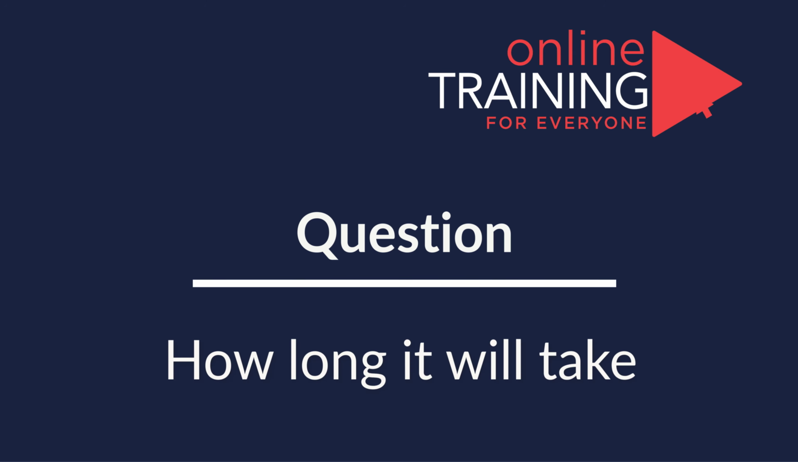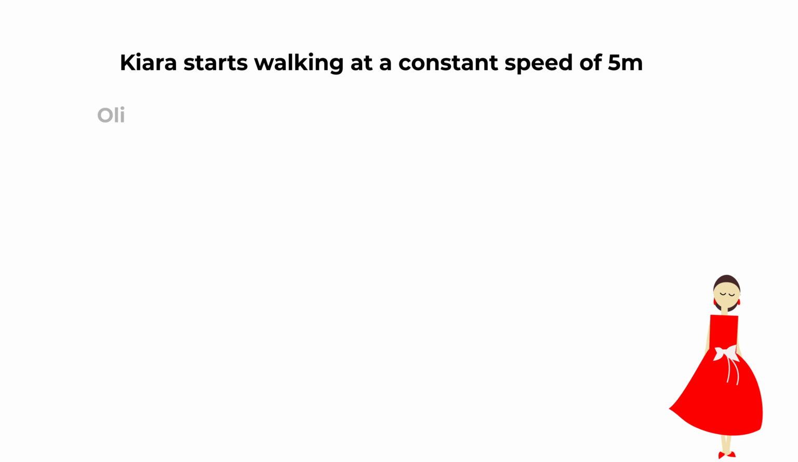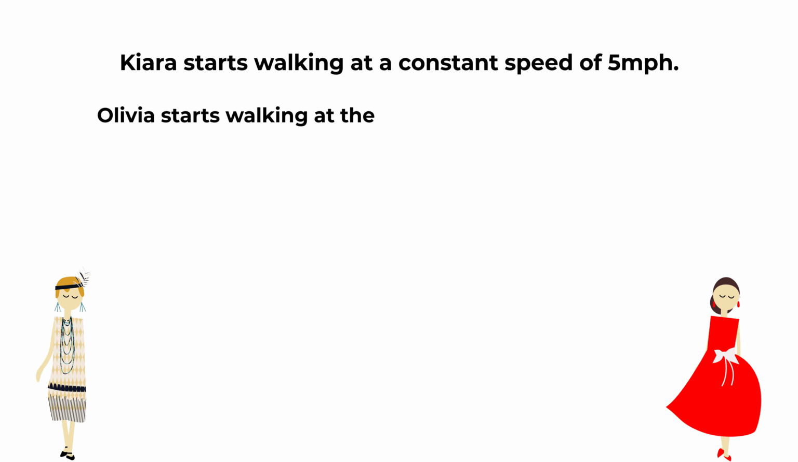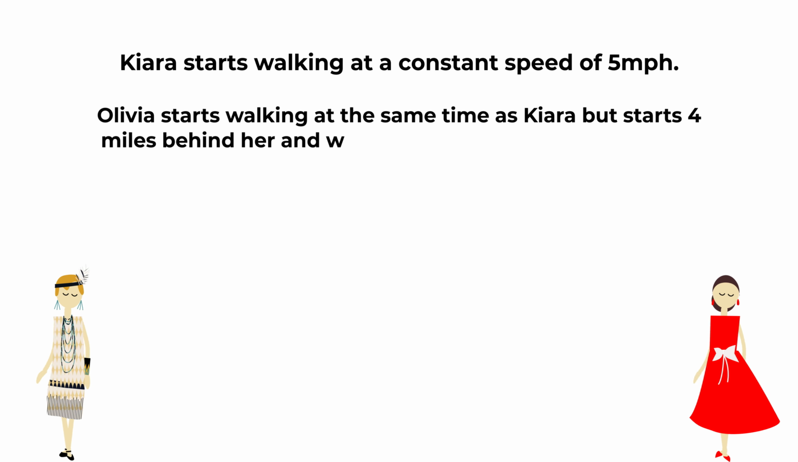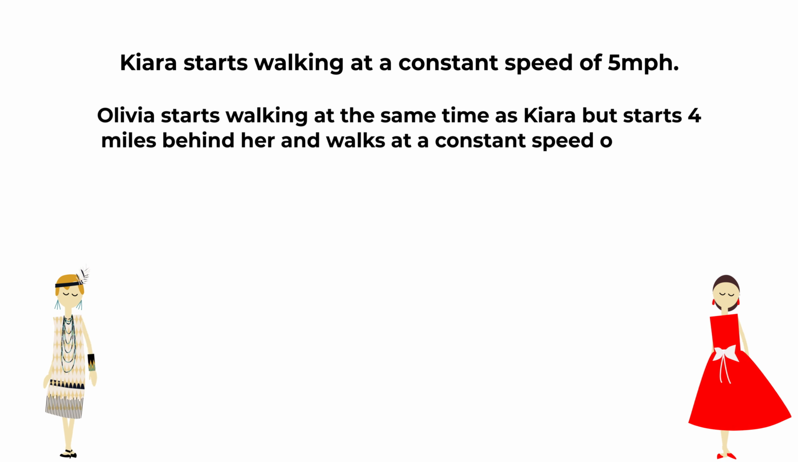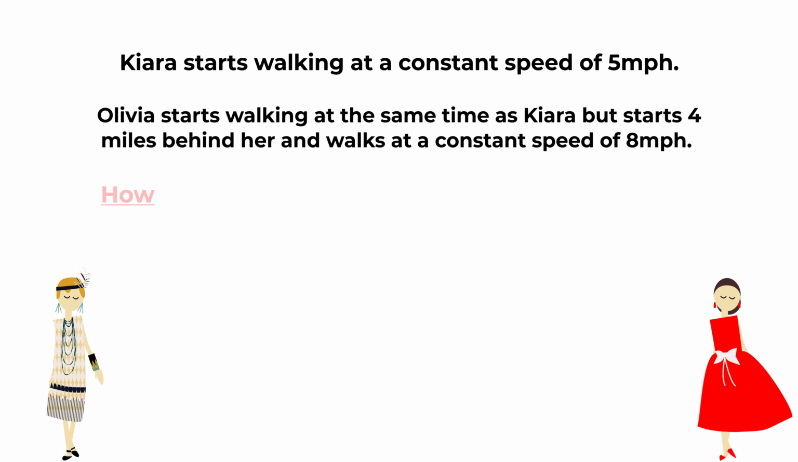Here's an interesting question we frequently see on the test. Kiara walks at a constant speed of 5 miles per hour. Olivia starts walking at the same time as Kiara, but starts 4 miles behind her and walks at a constant speed of 8 miles per hour. How long will it take for Kiara to catch up with Olivia?